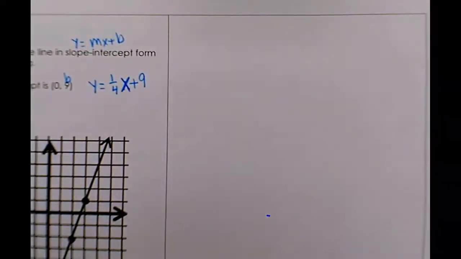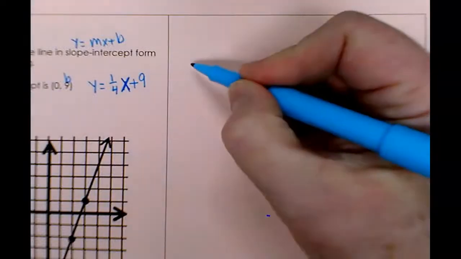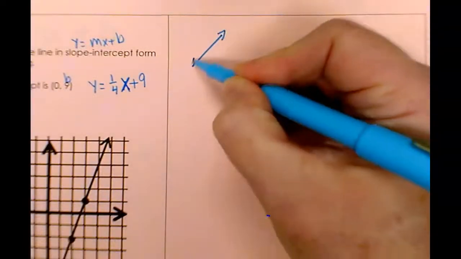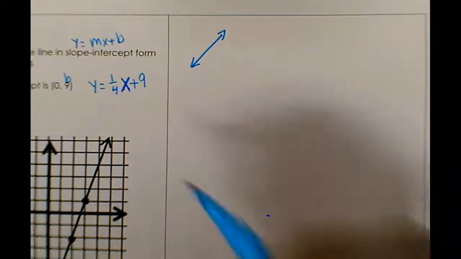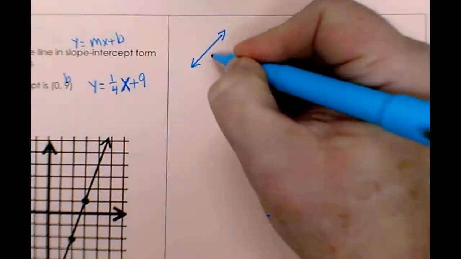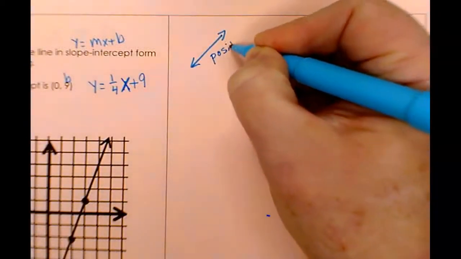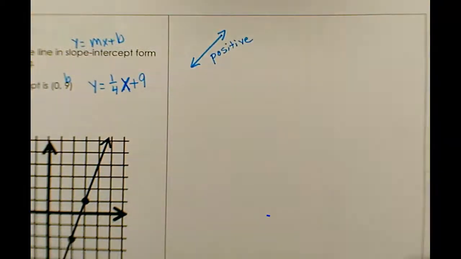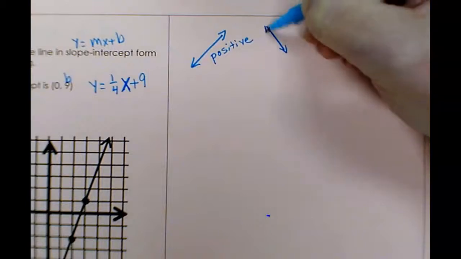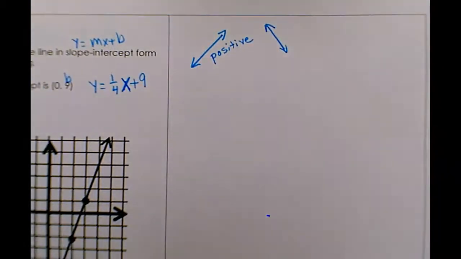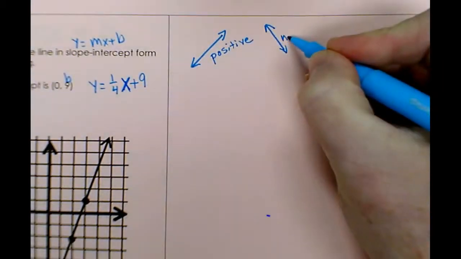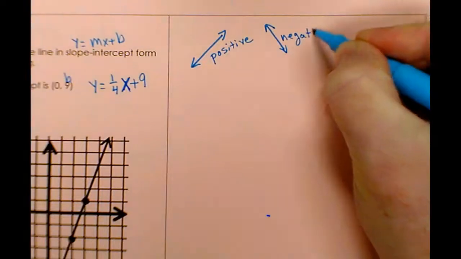Before we go on, I forgot to mention some things that you probably already know about slope, but let's just refresh your memory. If a line is going up as you go across the graph from left to right, this graph has a positive slope. If the line is going down as you go across the graph from left to right, it has a negative slope.